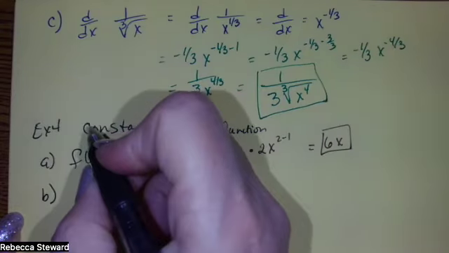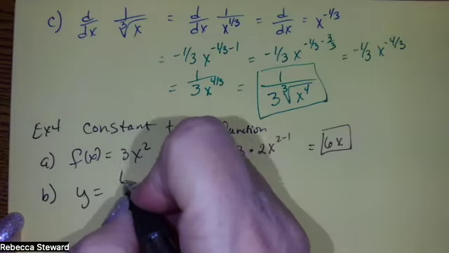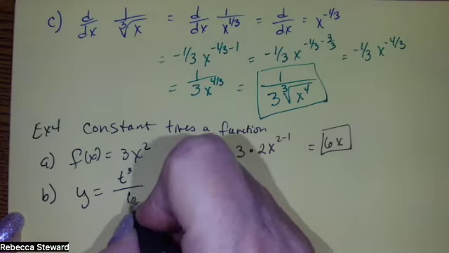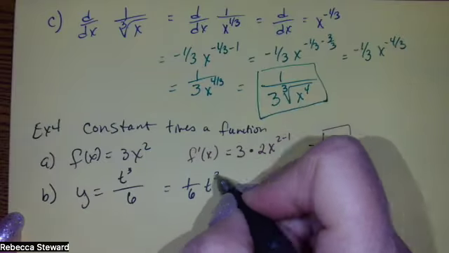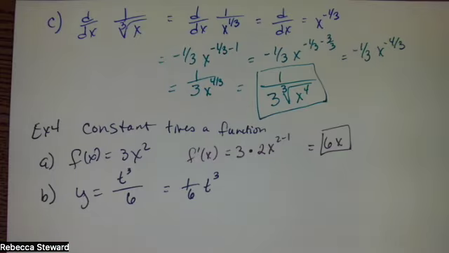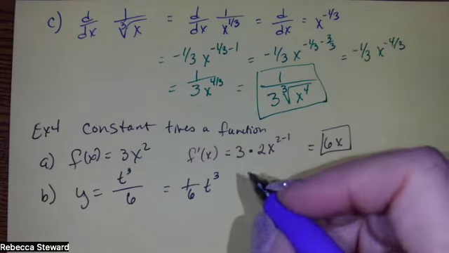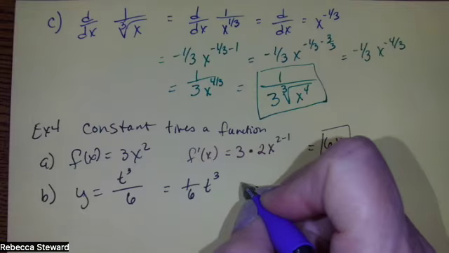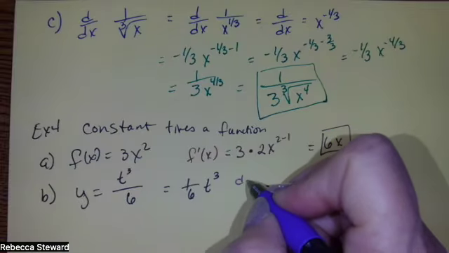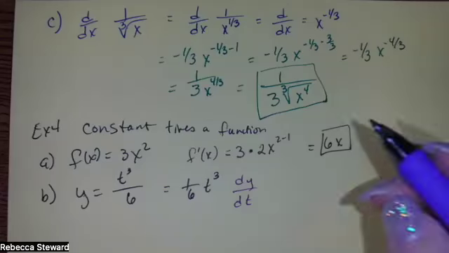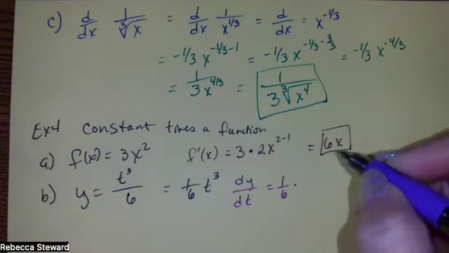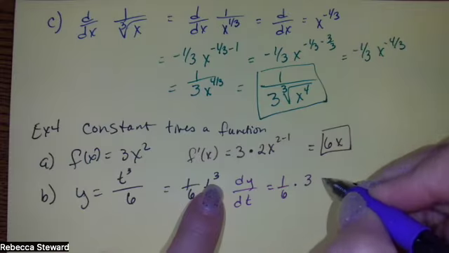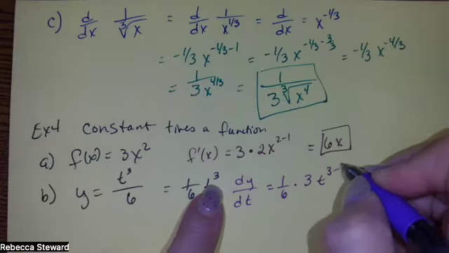All right, B, we have y is equal to t cubed over 6. So we can rewrite that as 1/6 t cubed. That way it doesn't look like a denominator. Now we can write this one, we have dy dt, because we're with respect to t, is equal to 1/6 times 3 t to the 3 minus 1.